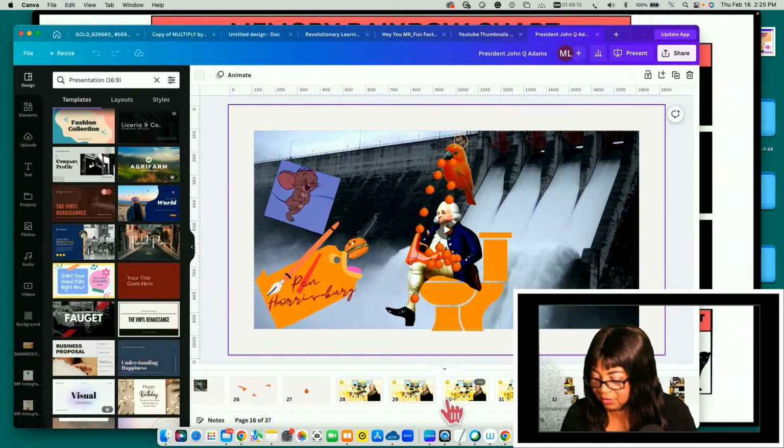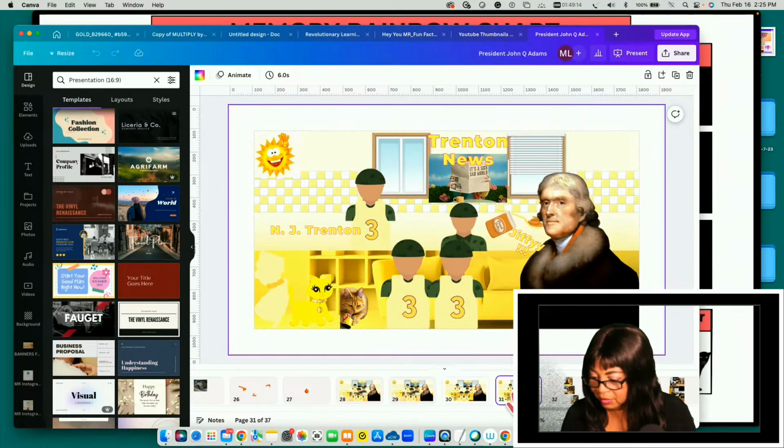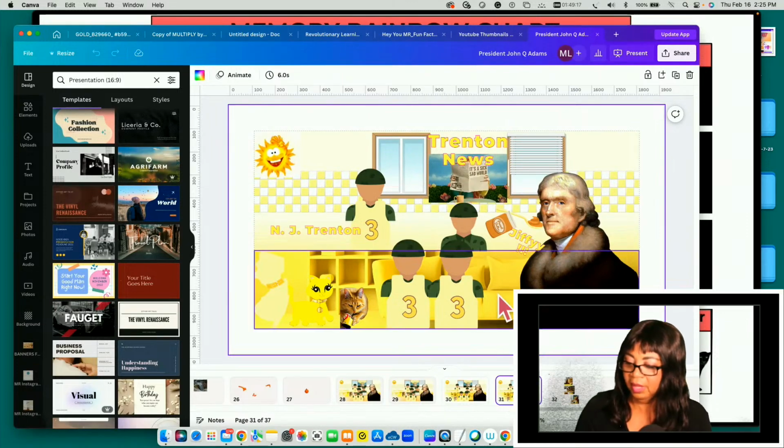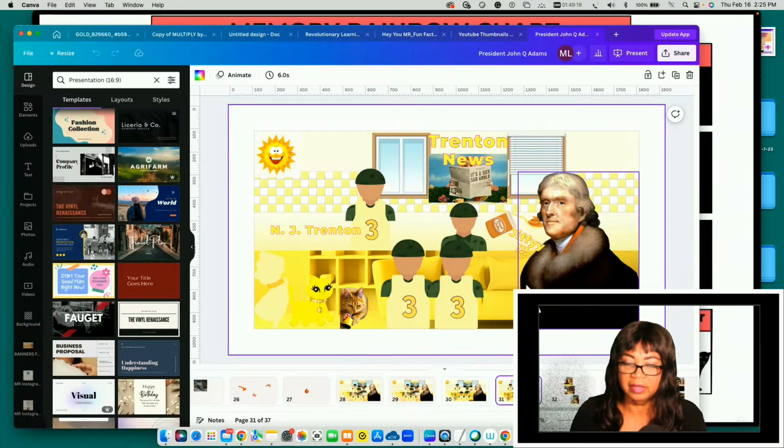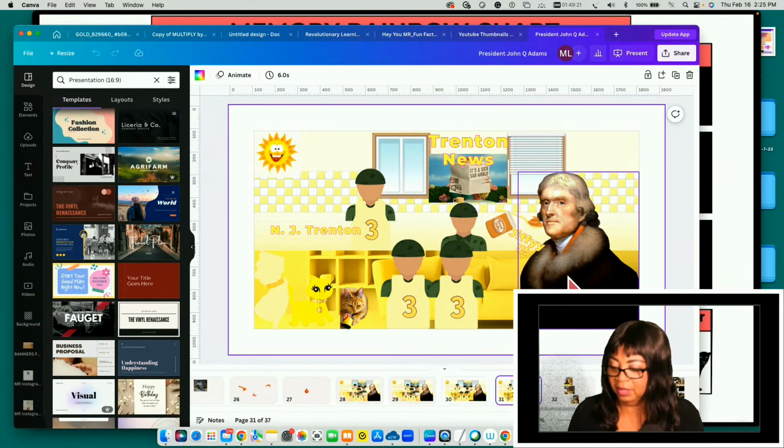And let me see this one. Let's see if I can do this one with Jefferson. Okay, here you have Thomas Jefferson. He is the third president of the United States.